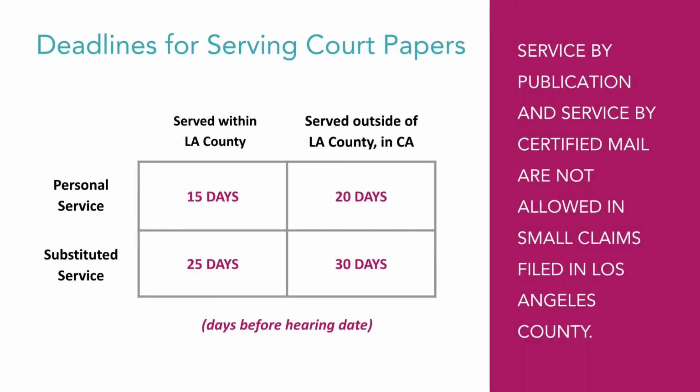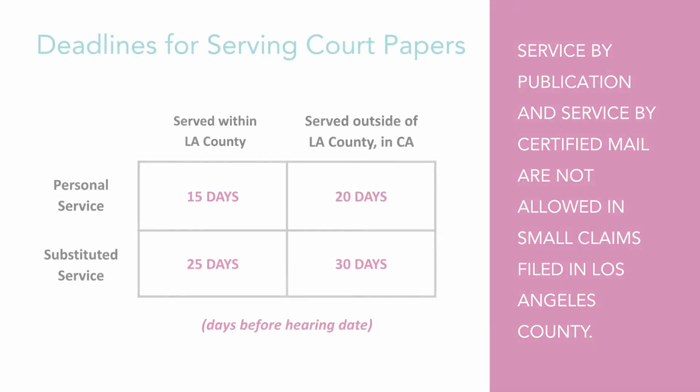There are different deadlines for serving court papers depending on the method and location. These deadlines ensure that the defendant has adequate time to prepare for the hearing. See the table for the deadlines relevant to your case. Importantly, there are 2 additional methods of service that other courts may allow, but that are not allowed in small claims cases heard in Los Angeles County: service by publication in a newspaper and service by certified mail.